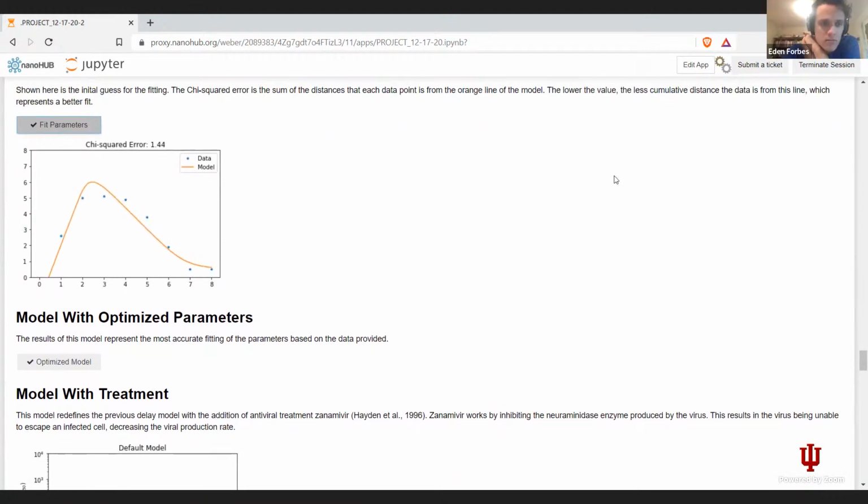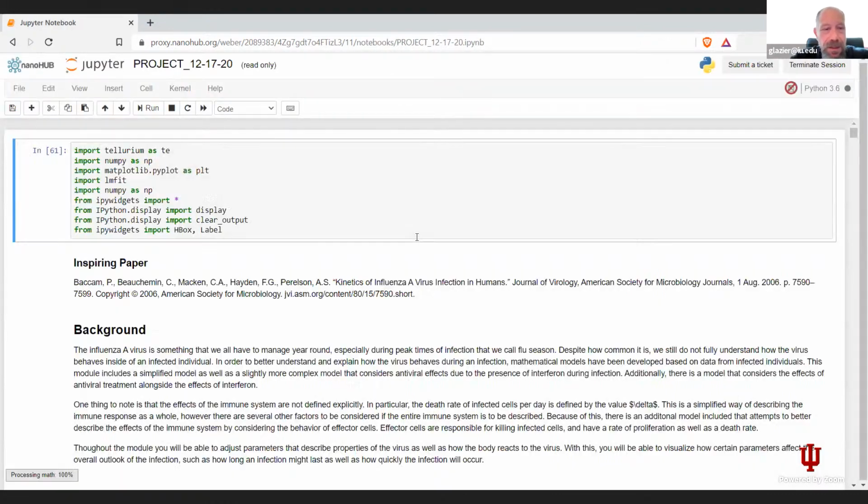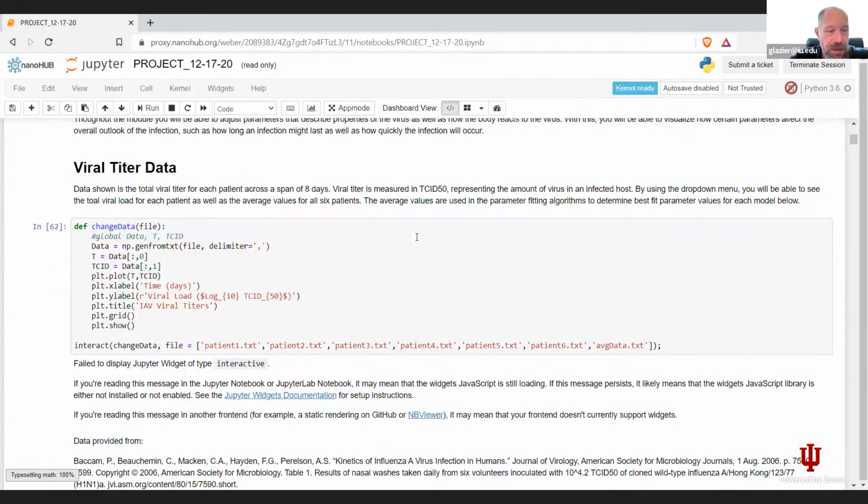Oh. That's another case where it probably would have been nice to see the code if we didn't know that that was something we could do. So if you hit edit app, you should be able to see the code. Okay, let's see.